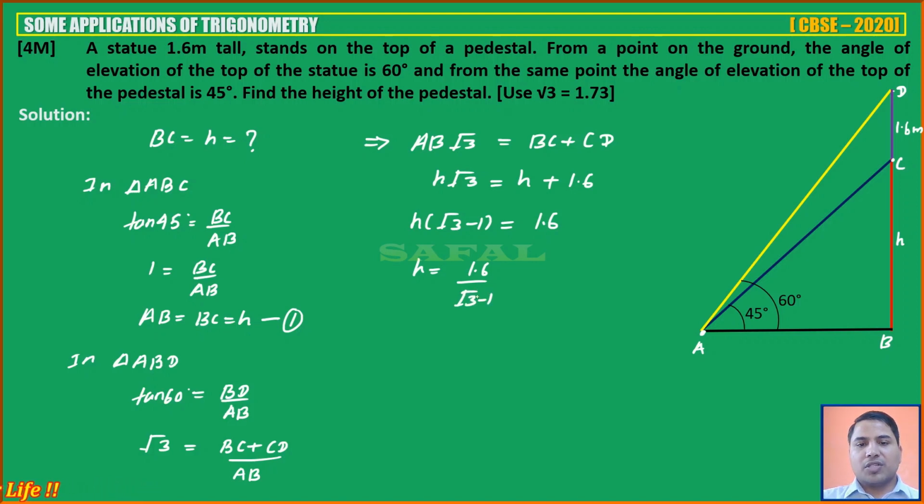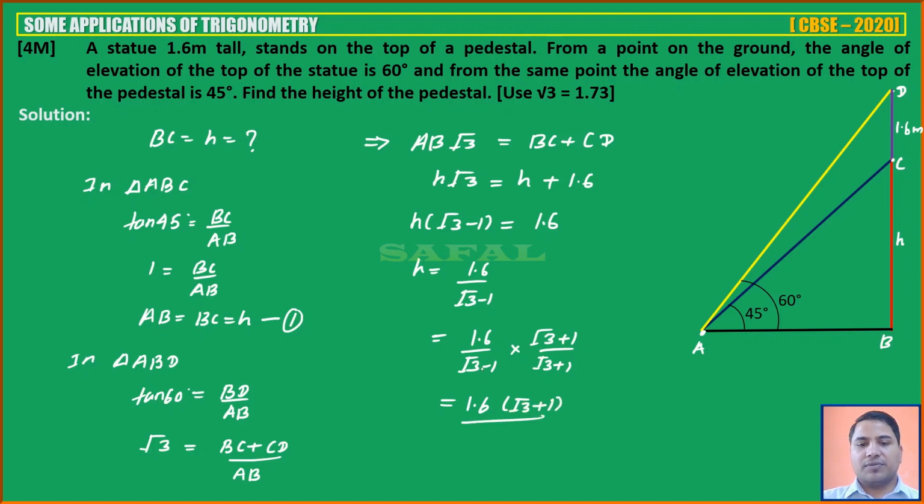Now you have the option of substituting the root 3 value here and then simplifying. That also you can do, or maybe you can rationalize. So here I am rationalizing the denominator part. So root 3 minus 1, the rationalizing factor is root 3 plus 1. So effectively it becomes 1.6 into root 3 plus 1.